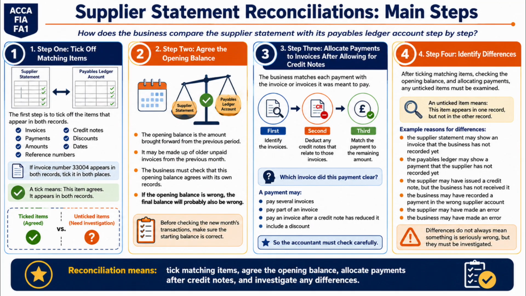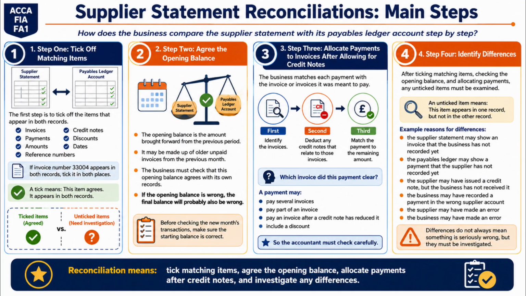Step 1. Tick off matching items. The first step is to tick off the items that appear in both records. This means we compare the supplier statement with the payables ledger account line by line. We look for the same invoices, credit notes, payments, discounts, amounts, dates, and reference numbers. When the same item appears in both records, we tick it. A tick means this item agrees. It appears in both records. For example, if invoice number 33004 appears on the supplier statement and also appears in the payables ledger, we tick it in both places. This helps us separate the items that agree from the items that need investigation.